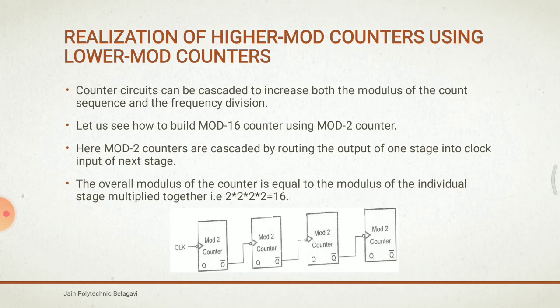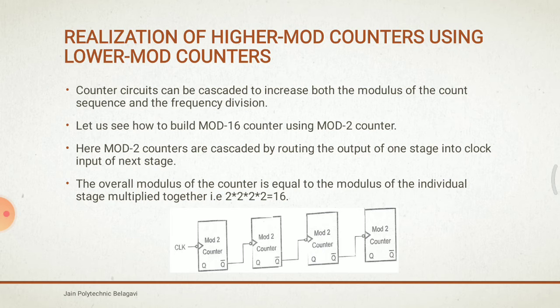Okay, so mod 2 counters are cascaded. In order to get the mod 16 counter, 4 mod 2 counters are taken, which gives 16. Suppose you want to build the decade counter. The best example is the 7490 IC. The decade counter is obtained by cascading a mod 2 counter with a mod 5 counter. Okay, 2 into 5 will give 10.